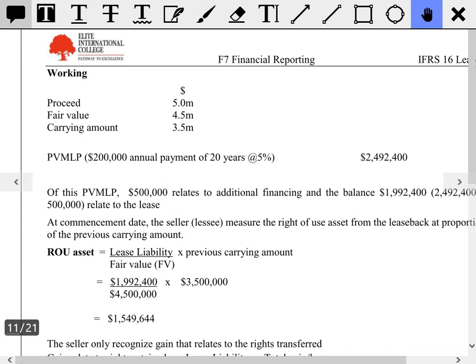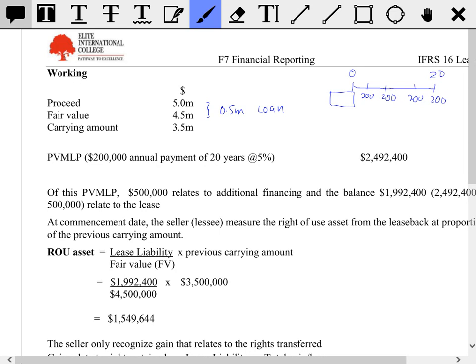There, 0.5 is a financing, is a loan. Present value of minimum lease payment 2492 given. But if you really need to calculate, then we have to calculate year by year. Meaning, for 20 years, 0 to 20, every year when I pay 200,000, all the way to 20 years, I discount. The present value is this much.